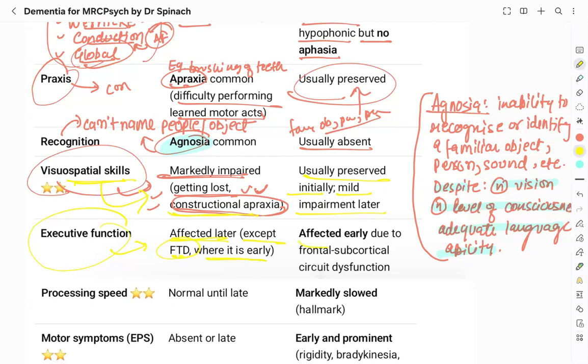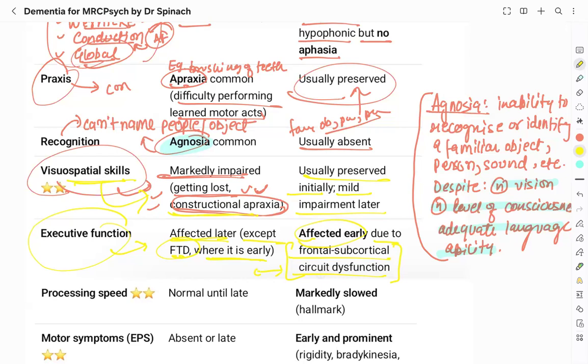And they say this is affected early here due to frontal-subcortical circuit dysfunction. Whoa. I think there is some overlap between these things, especially in this domain. Yeah, I think so too. You're right. So would it be correct to write it this way then or not?